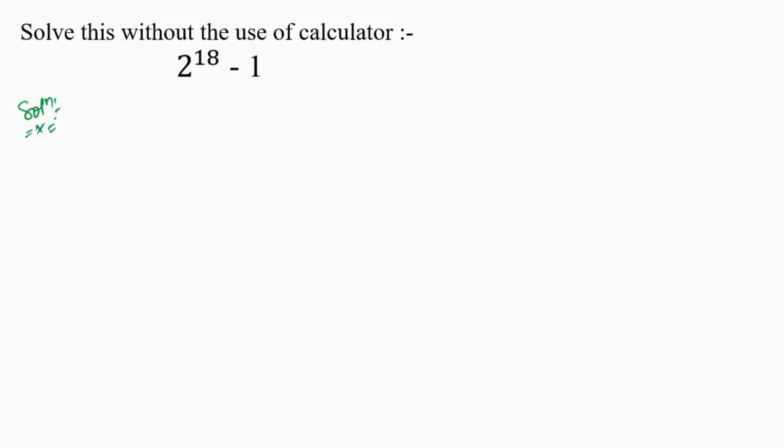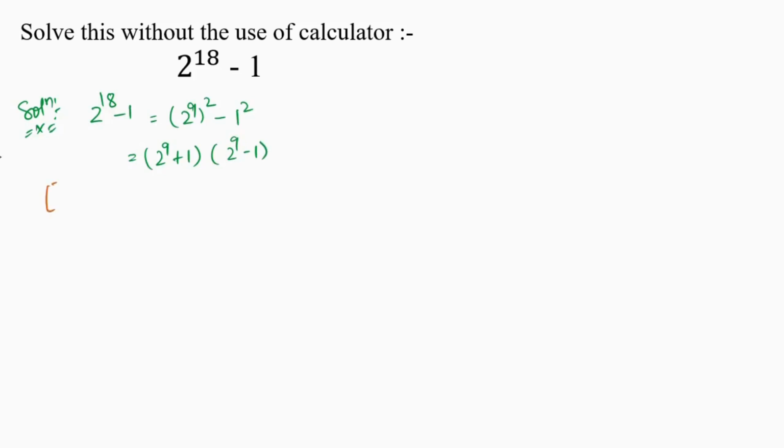Today we will calculate the value of this without the use of a calculator. So we have 2 raised to power 18 minus 1. It can be written as (2 raised to power 9) whole squared minus 1 raised to power 2. This can be written as (2 raised to power 9 plus 1)(2 raised to power 9 minus 1).